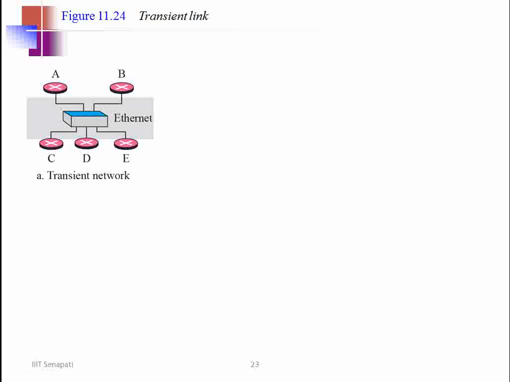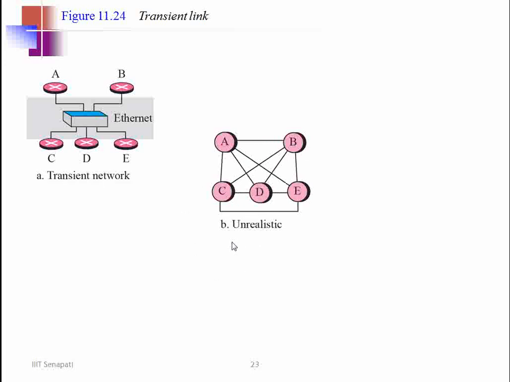Which are the neighbors? All of them, B, C, D, E, right? Similarly, for B also the others are neighbors, and for C also the others are neighbors, right? In that case, graphically, you can represent it something like this. A has 4 neighbors, B also has 4 neighbors, C also has 4 neighbors. This is the representation. No problem.